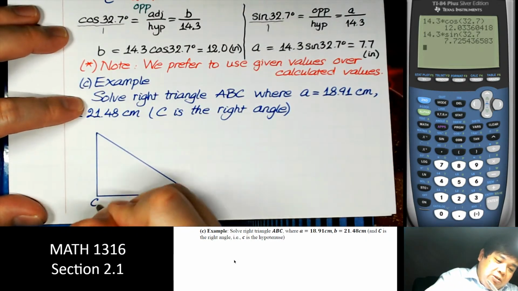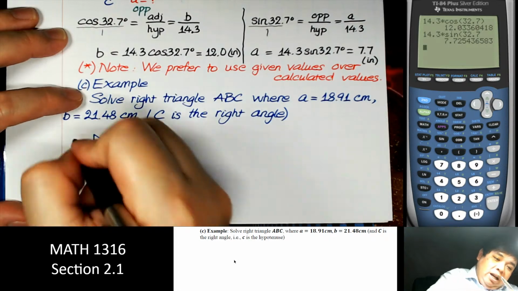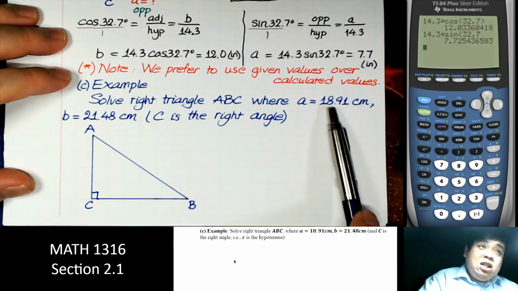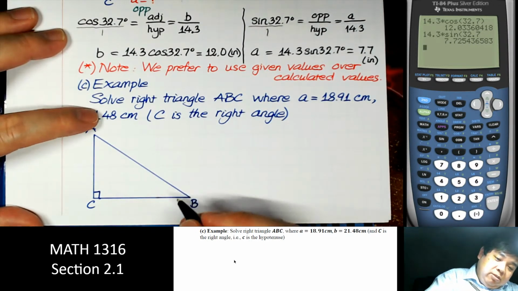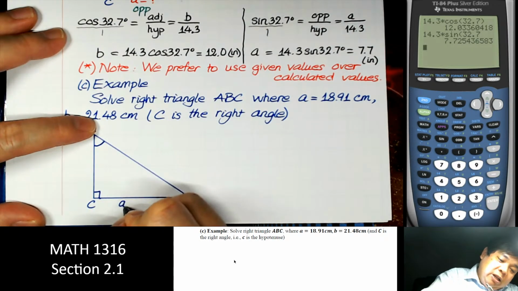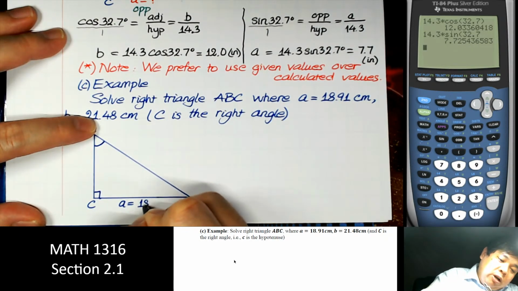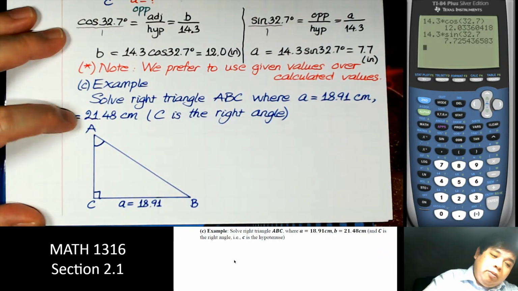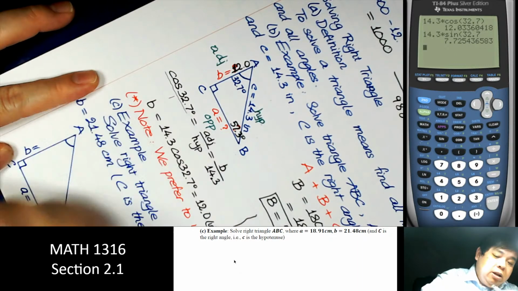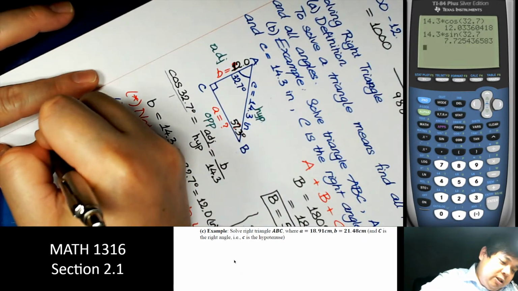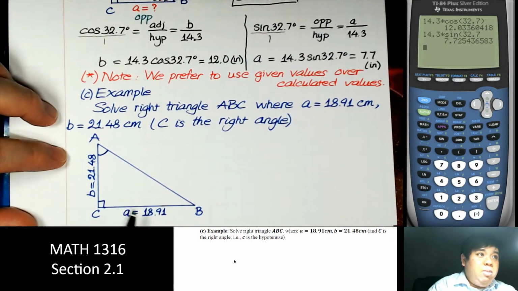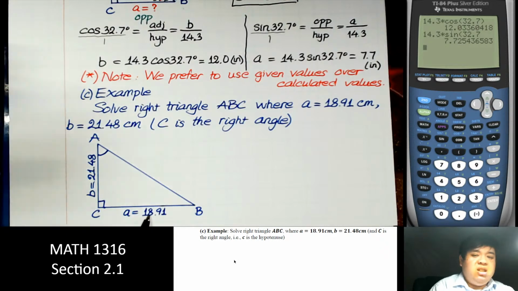C is the right angle, that's what we know. Say angle A here and then B here. Side a is 18.91, that's what we are given. We don't know angle A, but opposite to angle A is side a, 18.91. Opposite to angle B is side b, 21.48. Like I said, the scale doesn't matter, even though that number is bigger than this number.